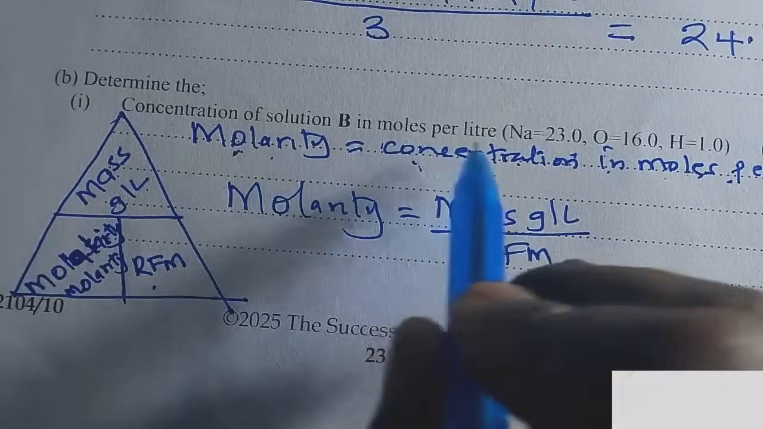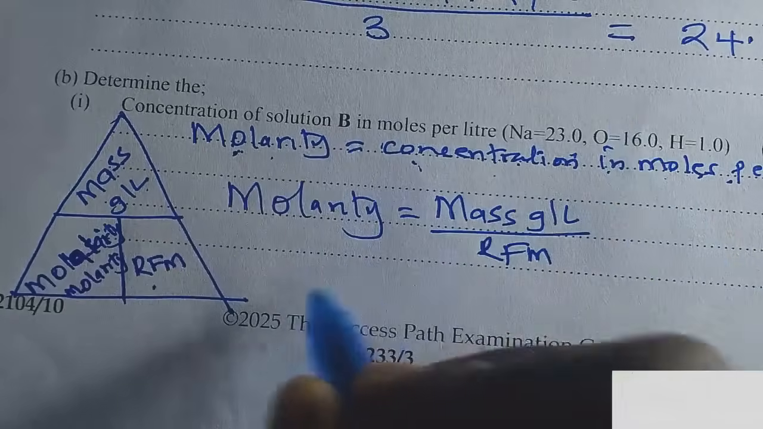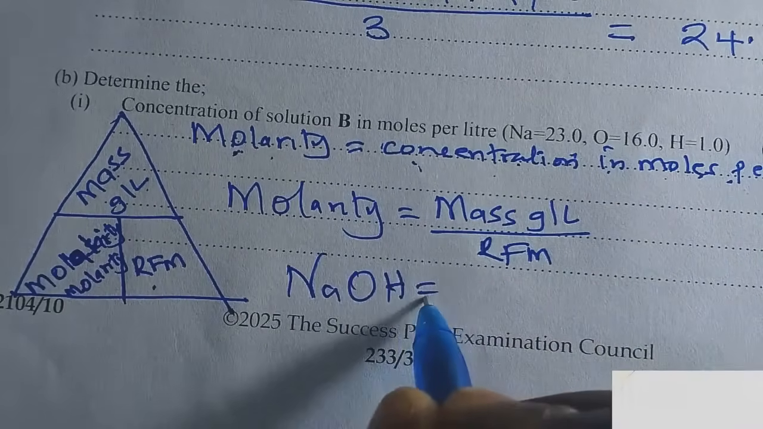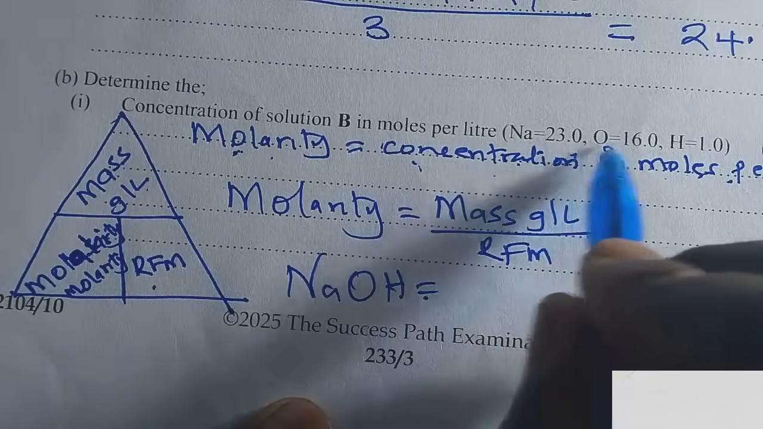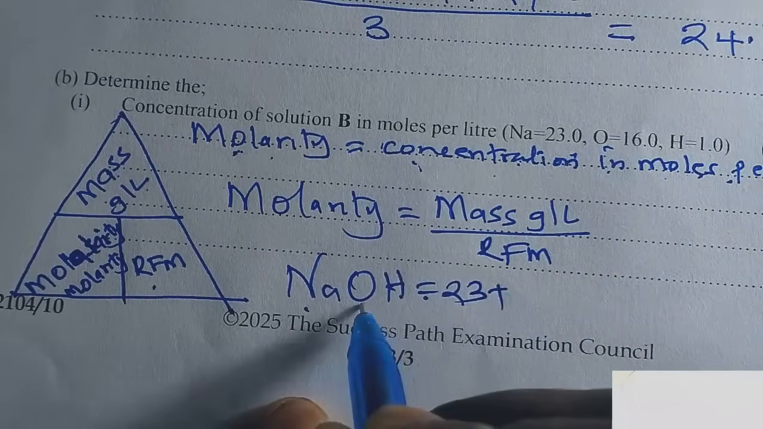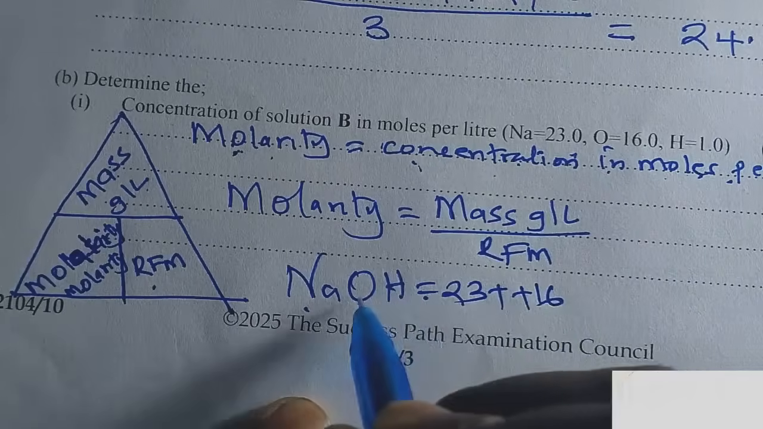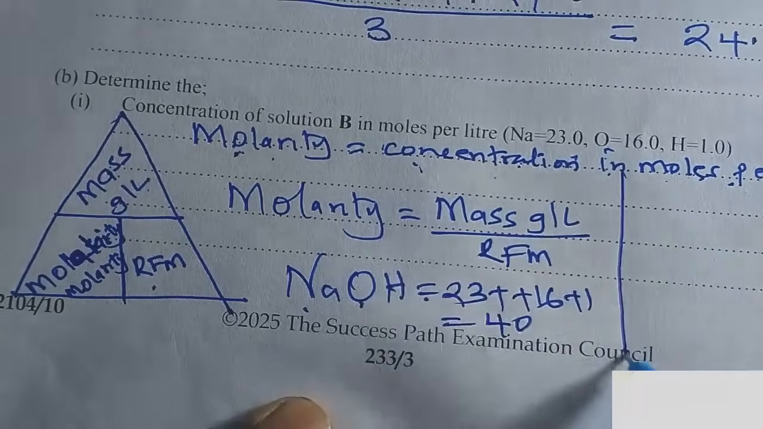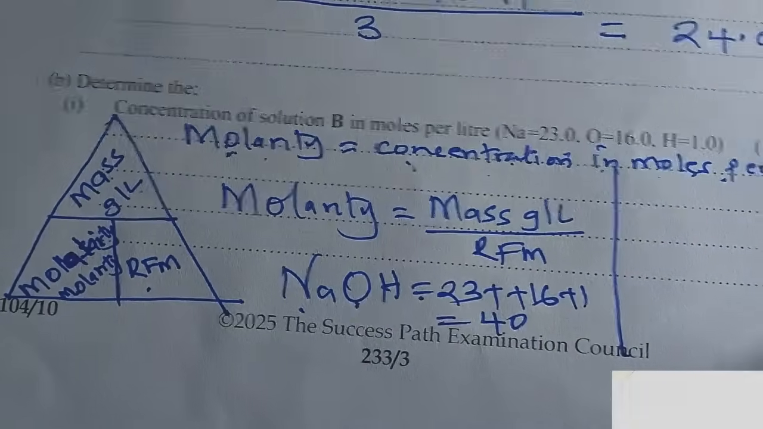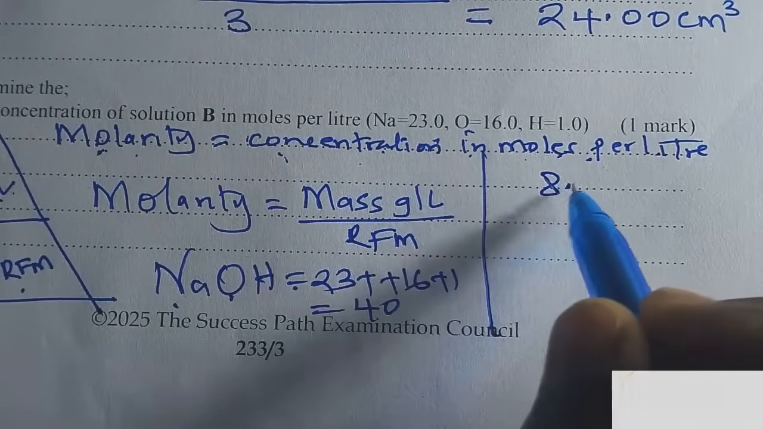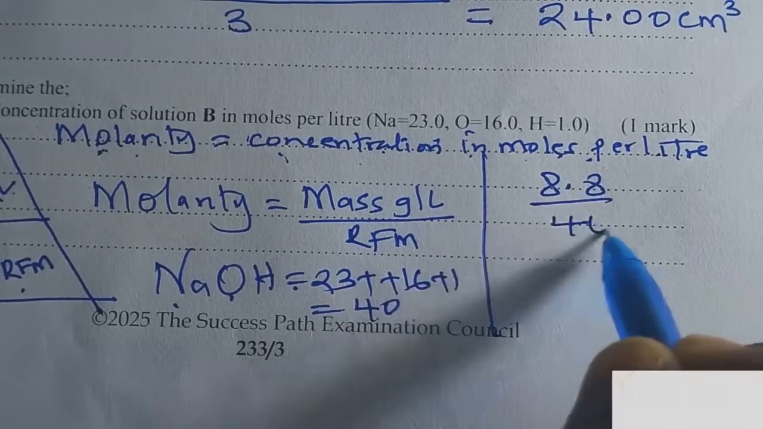So we are talking about solution B, which is sodium hydroxide. Let's get the RFM. We have been given these values here: 23 for sodium plus 16 for oxygen plus 1. The answer is 40. The RFM is 40. Right? Then the mass given is 8.8 divided by 40.